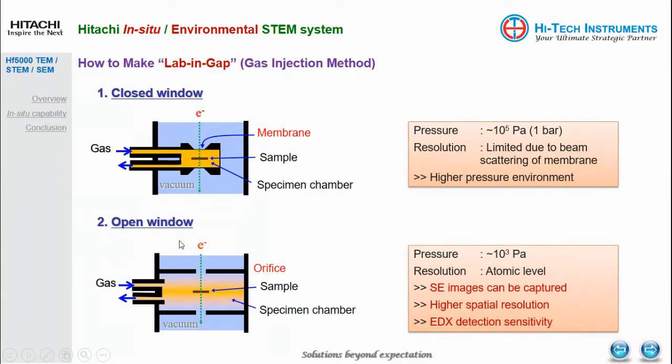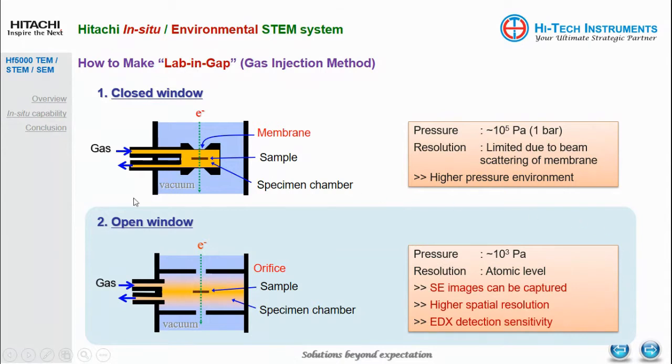But with this open window in the HF5000 design, you see that your holder is no longer limiting. Your gas is directly injected into the STEM, with an orifice here to protect the chamber and the cold FE. The pressure here can achieve 10 to the power of 3 Pascal. The resolution can now reach the atomic level. The advantage is that SE images can also be captured with the detector, and you can achieve higher spectral resolution and EDS detection sensitivity.